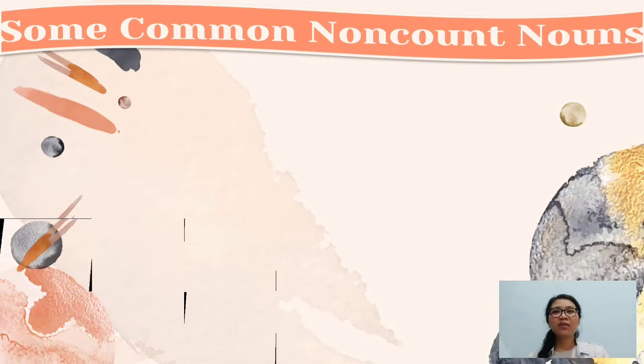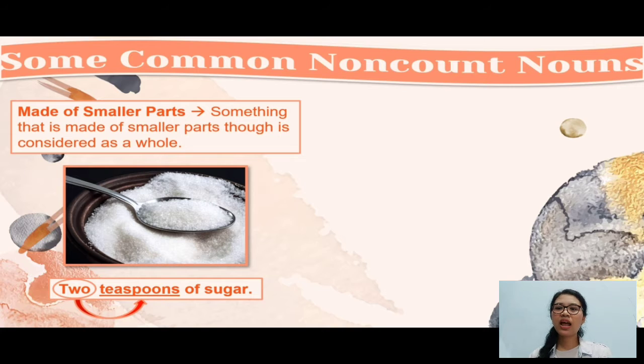The next is about things made of smaller parts. Though they are considered as a whole, these are normally uncountable. For example, like sugar. Sugar consists of many small grains of sugar. Though it is considered as a whole thing, so you cannot count sugar. Maybe if you are bored, you can count the individual grains of sugar, but you're counting the grains of sugar. You're not counting the sugar itself. So sugar is an uncountable noun.